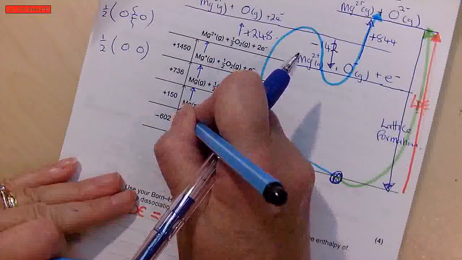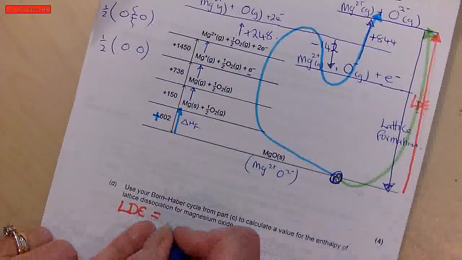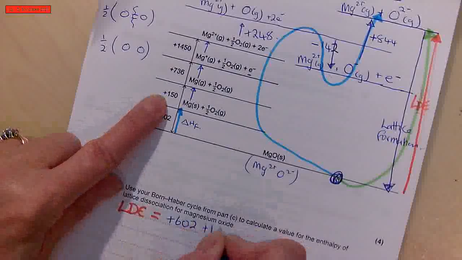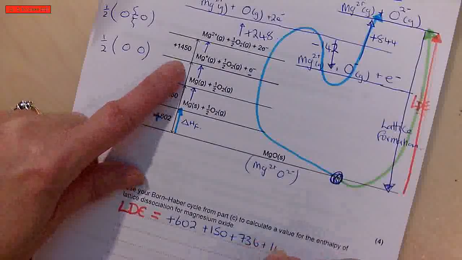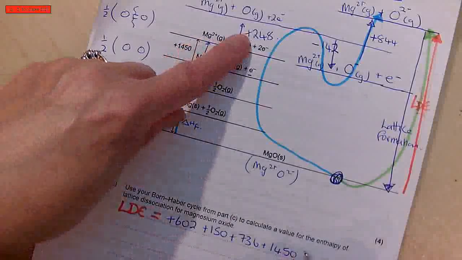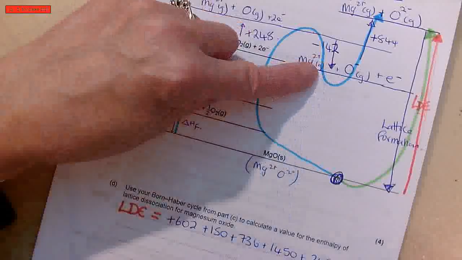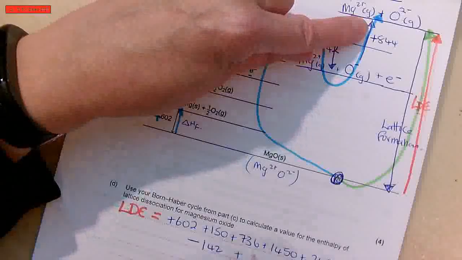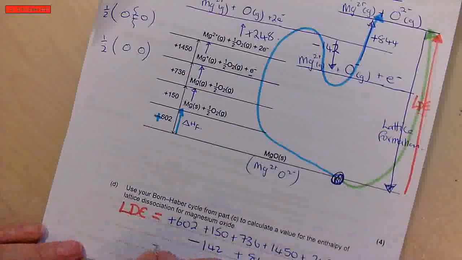So if I flip that arrow so that it points the other way, I'm going to have to change the sign on here, and that's going to be plus. So this is plus 602. The next one is plus 150, plus 736, plus 1450. I'm going up again, plus 248. I'm going with the arrow, so I'm going to keep the sign, so minus 142. I'm going with the arrow, plus 844.